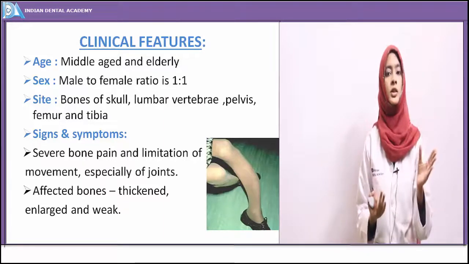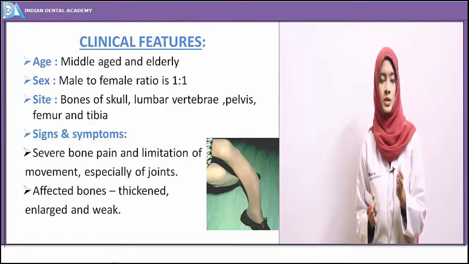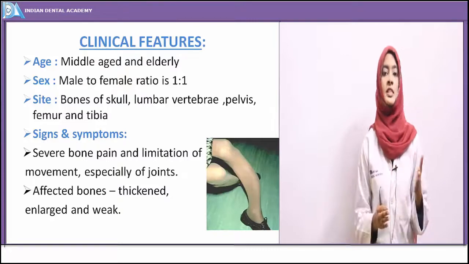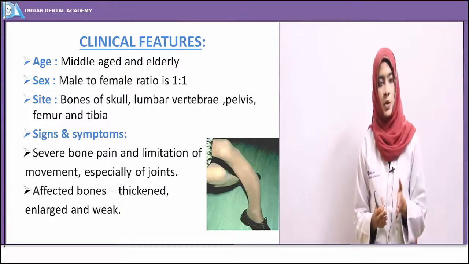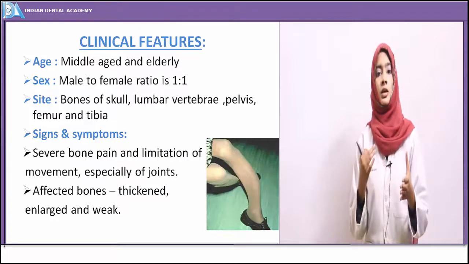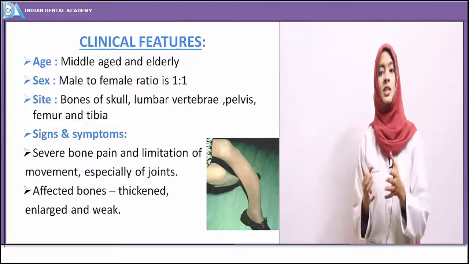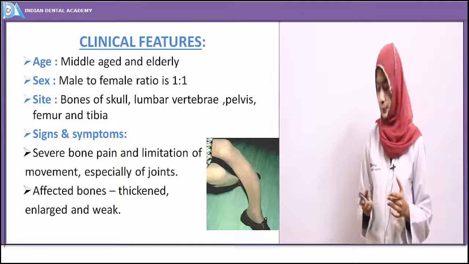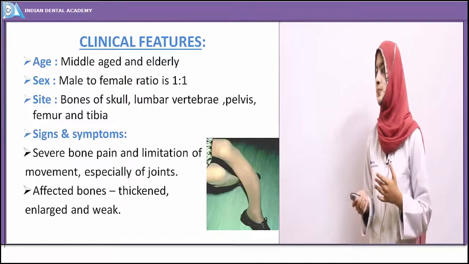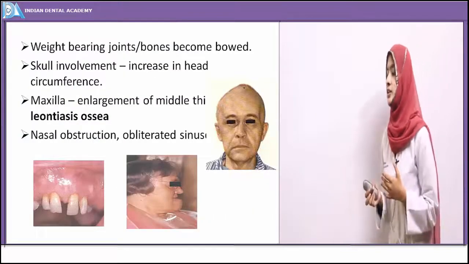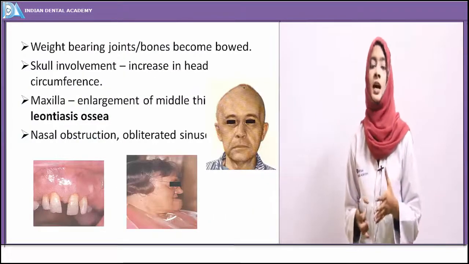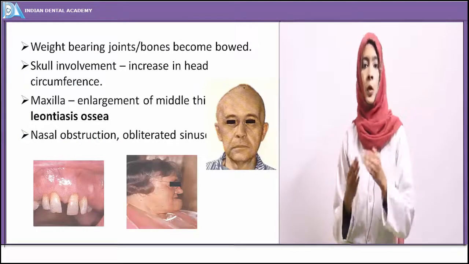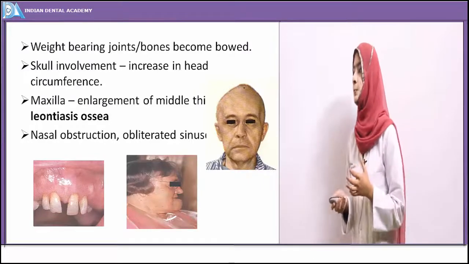Remodeling involves both deposition as well as resorption. There is osteoclastic resorption of bone, which is replaced by deposition by osteoblasts, but it is of immature variety. This leads to the bone becoming enlarged, but very weak and poorly vascularized. The weight bearing joints, the joints which bear the weight, like the knee joint, show bowing of bones. They become very weak.